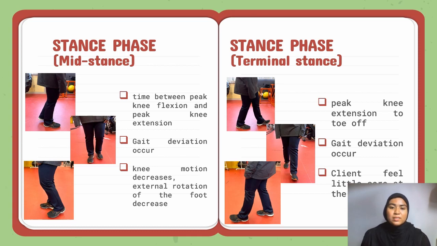Okay, now for terminal stance, this is the phase whose time span is from peak knee extension to the toe off. During this stage, our patient also has a gait deviation due to an increase of knee extension angles. And at this point, our client reports that she feels a little soreness at her knee.